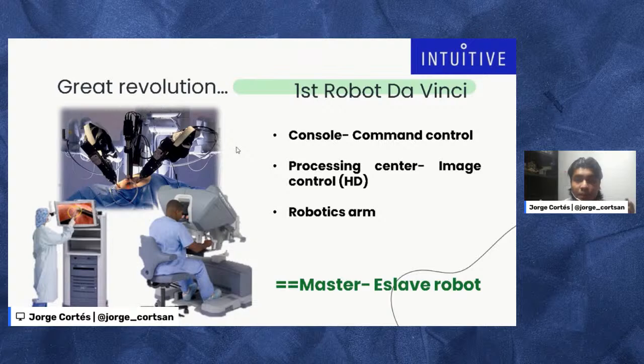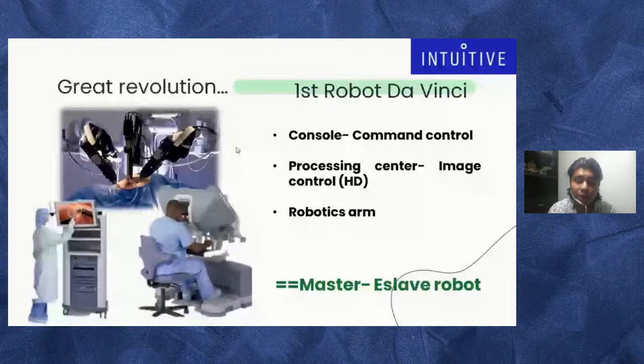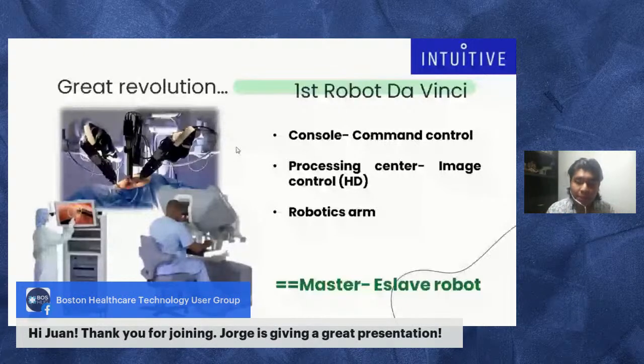So this Da Vinci robot from Intuitive contains a command control console, a high-definition image processing center, and obviously the robotic arms. This robot has a master-slave configuration. The master is the doctor, the surgeon, and the slave is the robotic arms, the robot.